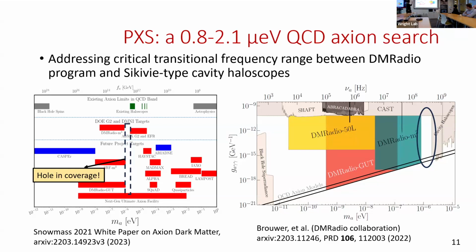So to motivate this, I showed this plot from the Snowmass process earlier this decade, and you'll notice there's, as I mentioned, a lot of experiments going into axion searches now. But you'll also notice that there is a hole in coverage in near-term axion experiments between 200 and 500 megahertz. And this represents this transitional range between these two detection ideas that I was showing, this sort of lumped LC picture and this cavity picture. And that's what we aim to address with the Princeton Axion Search, or PXS.